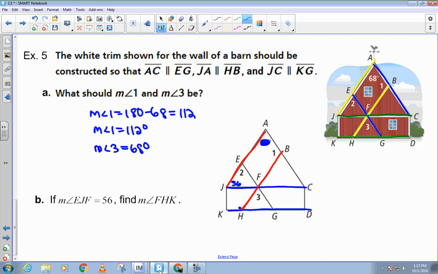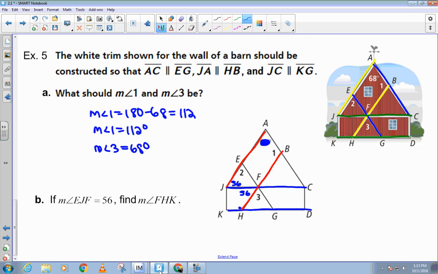EJF is 56. What were you going to say? EJ and FH are parallel. Okay. The line that goes through them is JF. Okay. And I was going to say that they were alternating. Okay, so this one right here? Yes. This one right here. These are alternate interior angles. Okay? So they're congruent. Is that what you're saying?